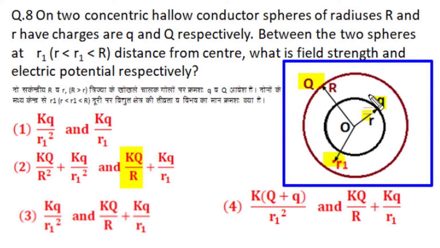And for this internal spherical charge, which acts as a point charge acting from the center at r1 distance, the electric potential is kq by r1. Since electric field is kq by r1 square, the potential is the summation of kQ by capital R and kq by r1. So this option 3 would become the right choice in this example.